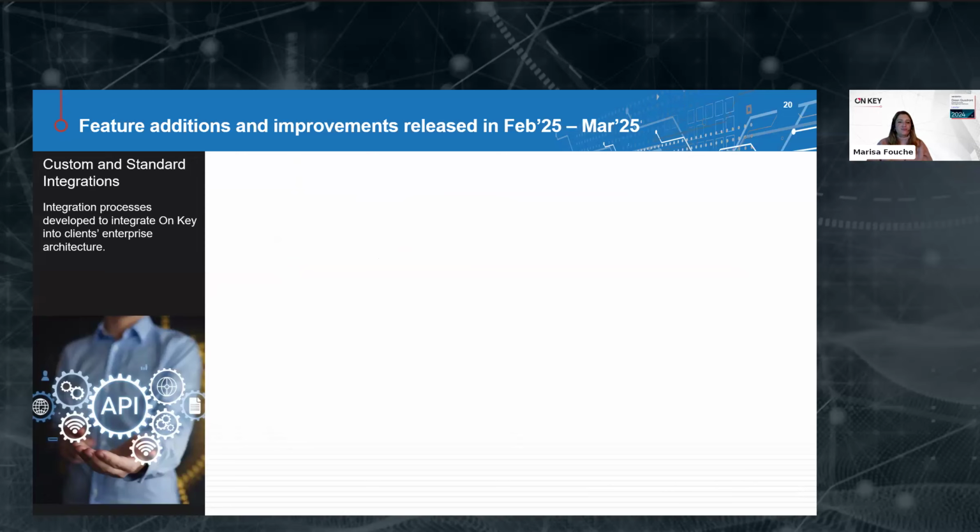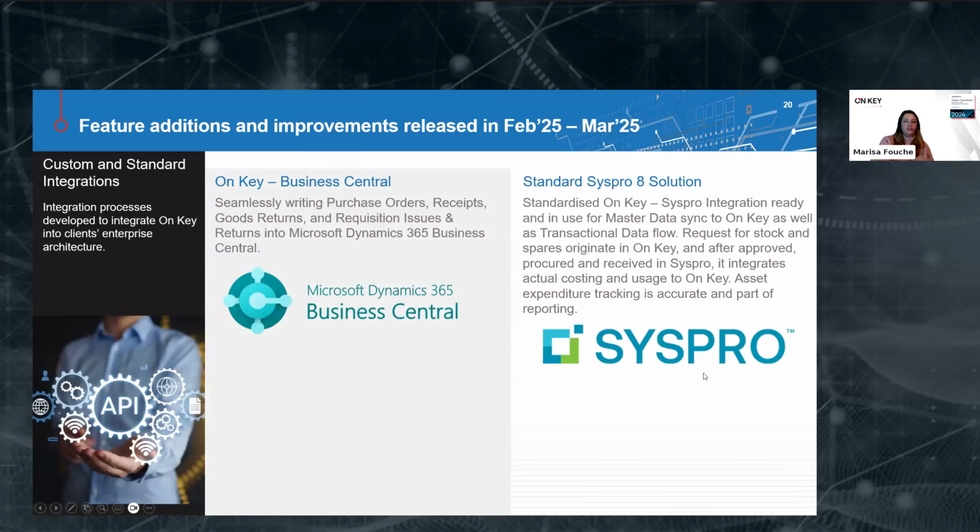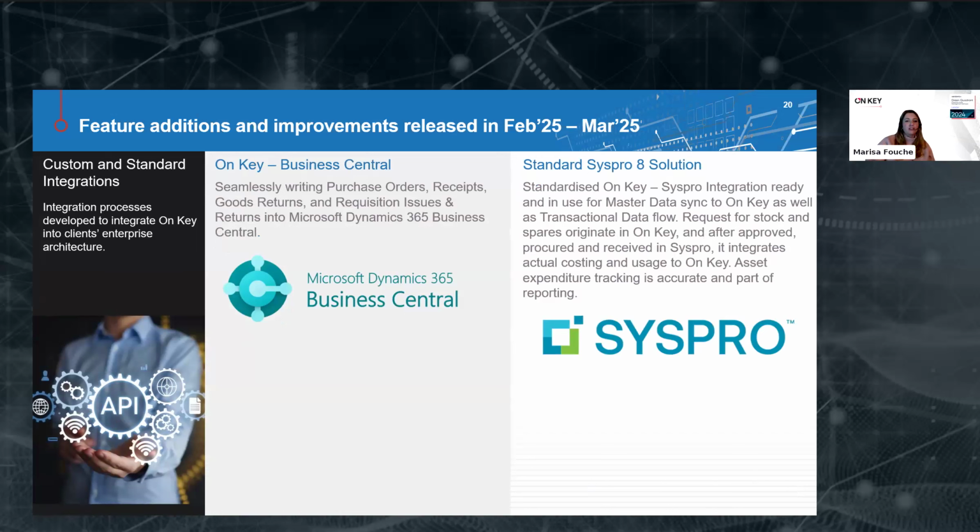So first, I will start with what we recently released, which is we successfully deployed an integration between OnKey and Business Central, which is part of the Microsoft Dynamics 365 suite. This integration seamlessly handles purchase orders, goods receipts and returns, requisition issues and returns. In this setup, OnKey serves as the master source of transactional data, ensuring a consistent and centralized control.